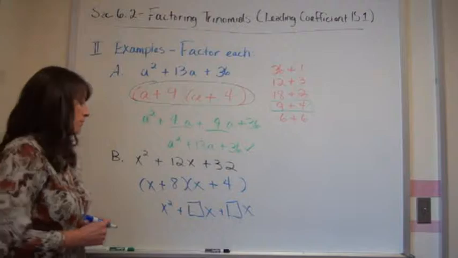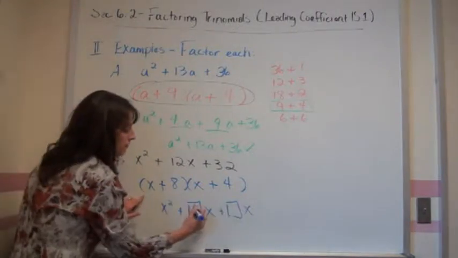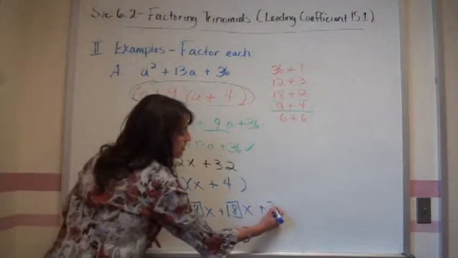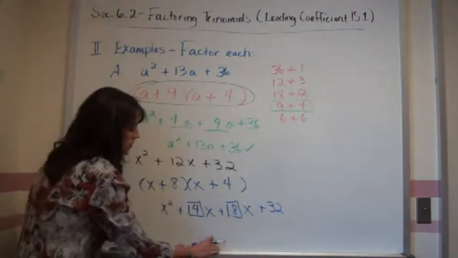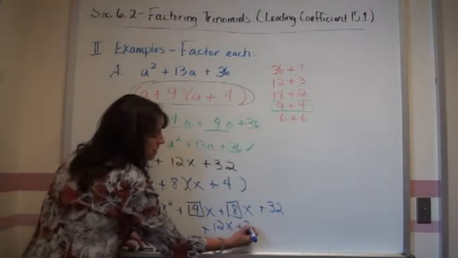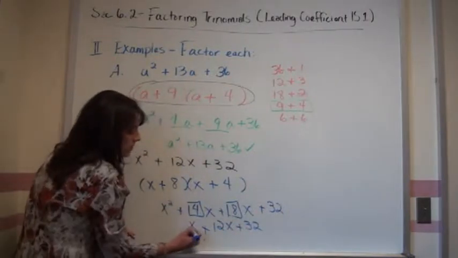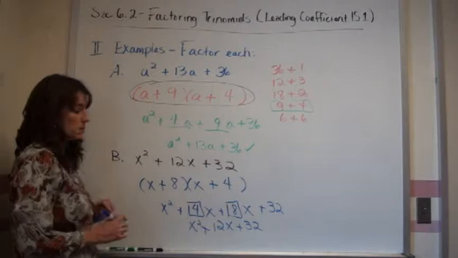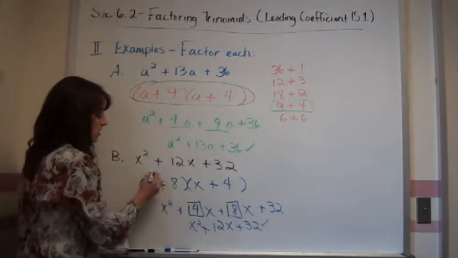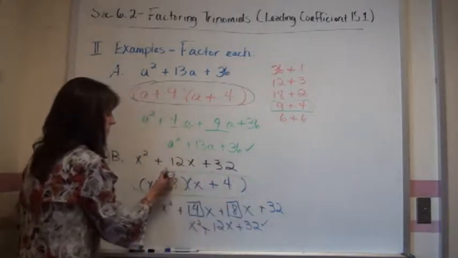And so I can check that by FOIL, and out here I'm going to get a 4x, and here I'm going to get an 8x, and in the back I'm going to get a positive 32. These two do combine to be that 12x. And so that does, in fact, give me what I started with, the x squared plus 12x plus 32. So I know that this is right. And once again, the answer is not the check. The answer is right here.